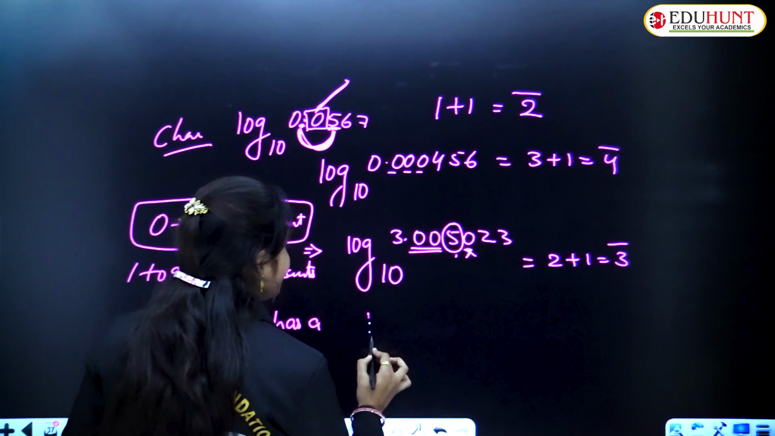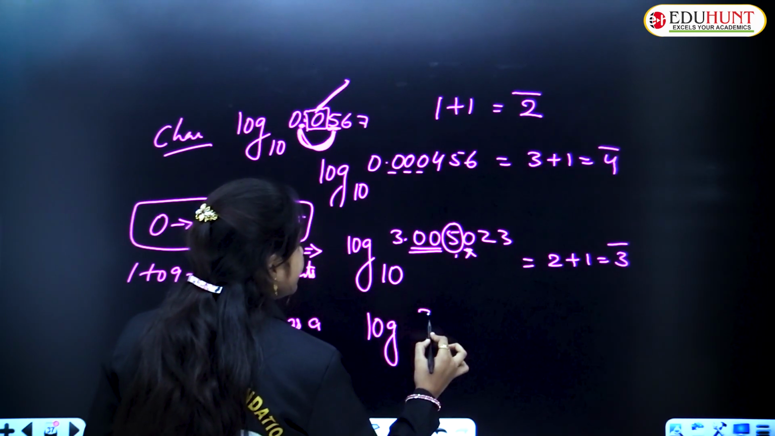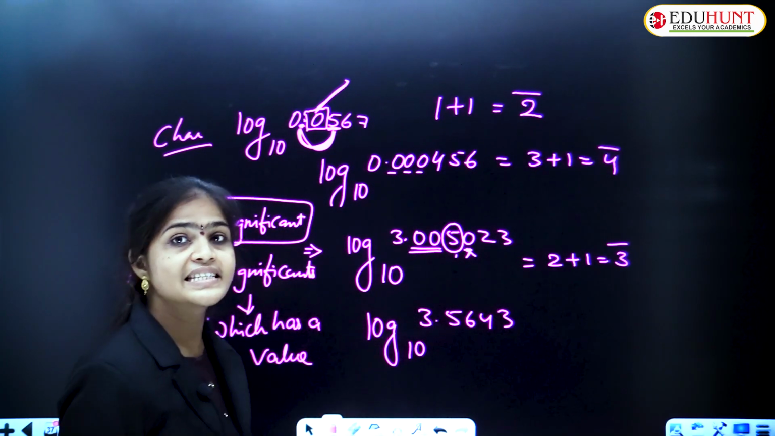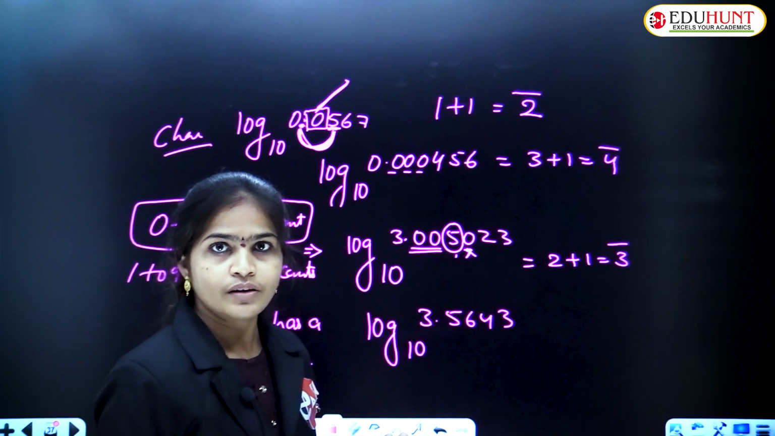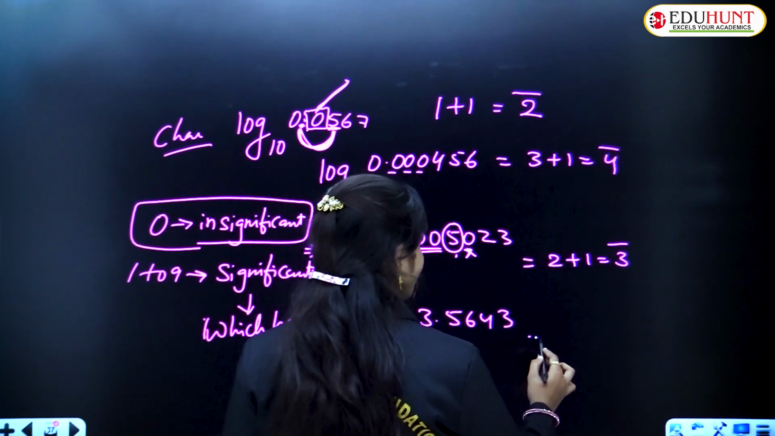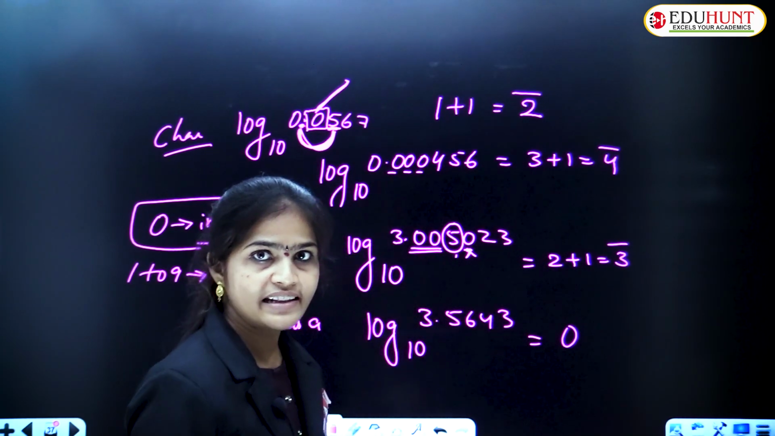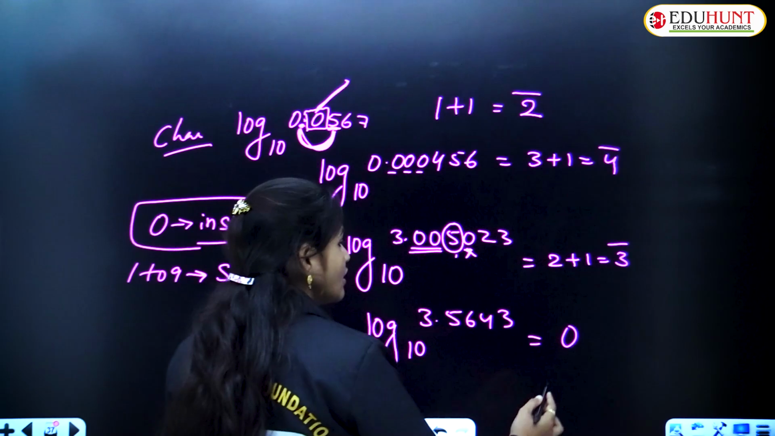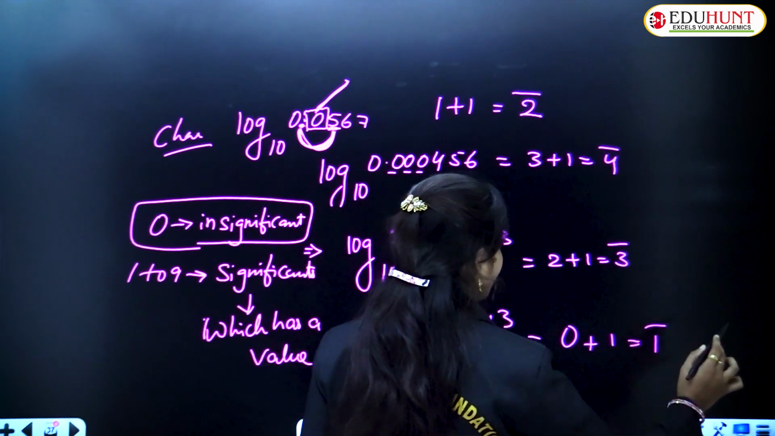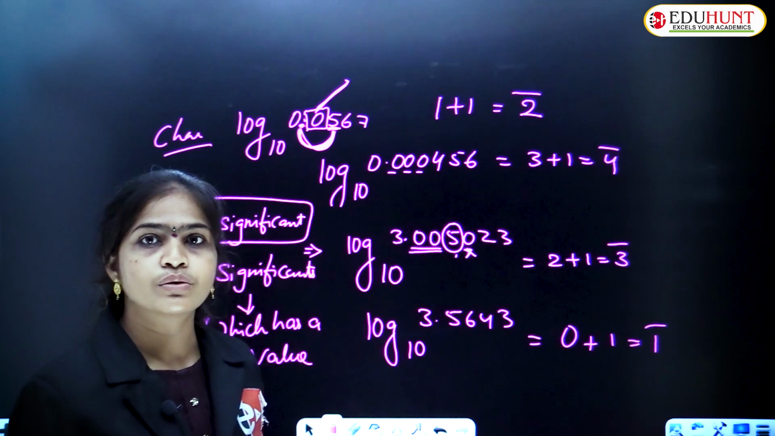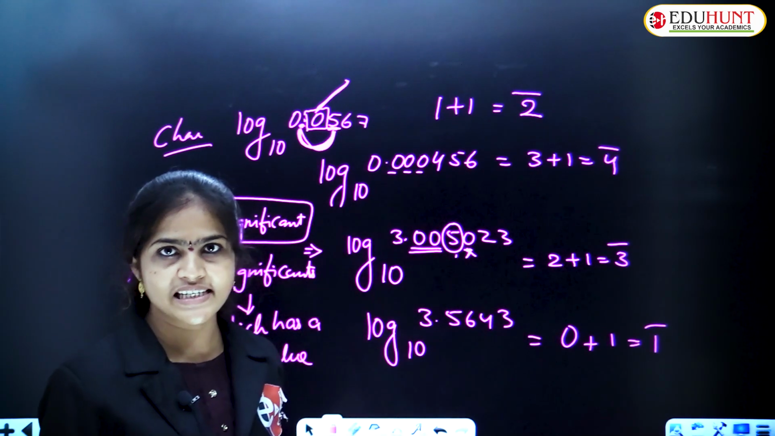Okay, and one more thing, log 3.5643 to the base 10. What is the characteristic? Okay, here nothing is there. Nothing means 0, no? How many zeros are there? No zeros are there here. So 0 plus 1, so here that is 1 bar. Am I clear? Yes. So this is about that characteristic.